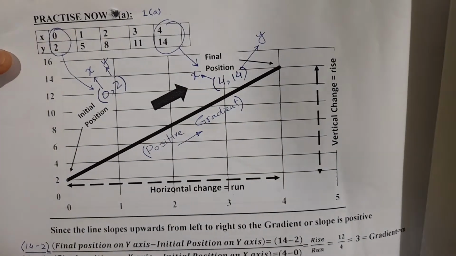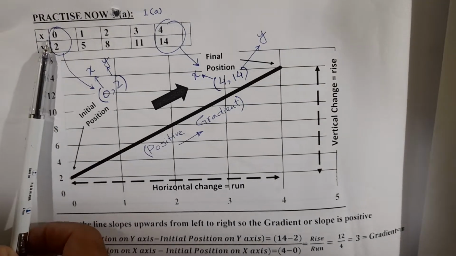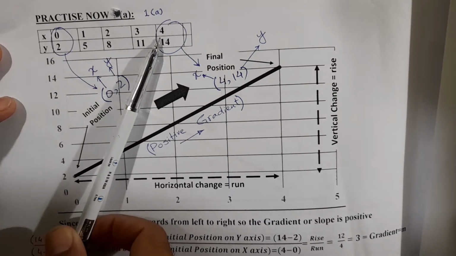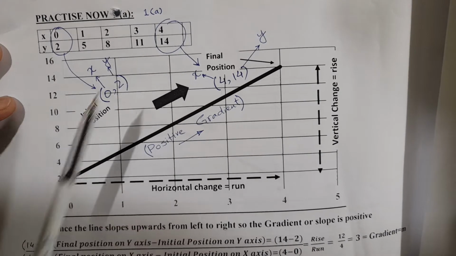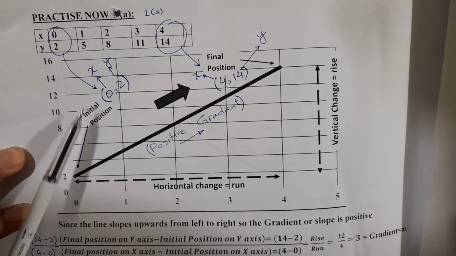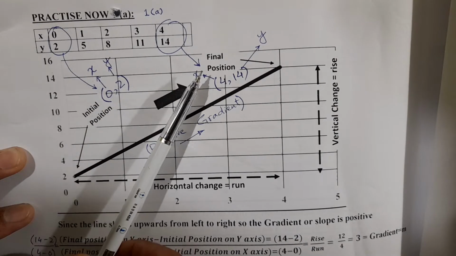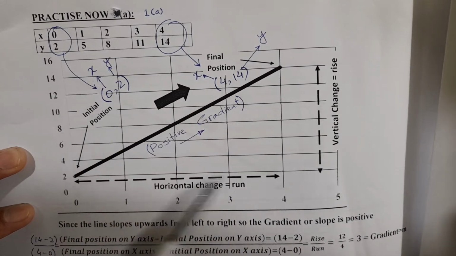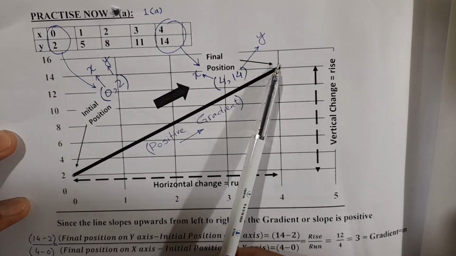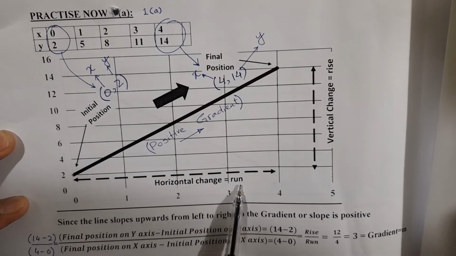In Practice Now 1A, we have been given the values of x and y. The initial position of x is 0, the initial position of y is 2, the final position of x is 4, and the final position of y is 14. So if we look at the graph, the initial position is x 0, y 2, and the final position is x 4 on the x-axis and y 14 on the y-axis. The vertical change is rise and the horizontal change is run.